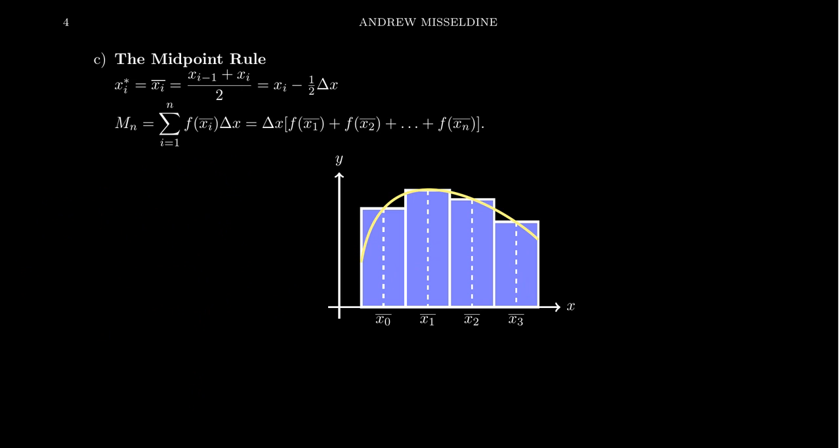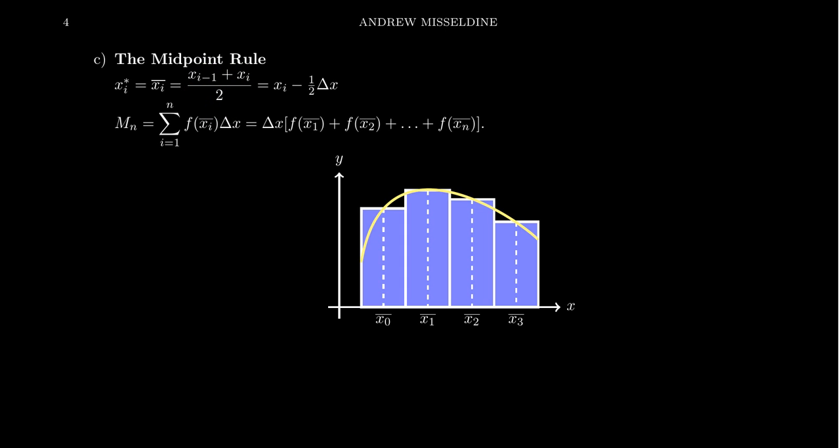Before we talk about the so-called trapezoidal rule, let's look at a third option for selecting xi star, which we call the midpoint rule. The midpoint rule, xi star, will be chosen as the number xi bar. Where xi bar, what we do is we take the right endpoint xi, take the left endpoint xi minus 1, we add them together and divide by 2. That is, we take the midpoint of xi and xi minus 1.